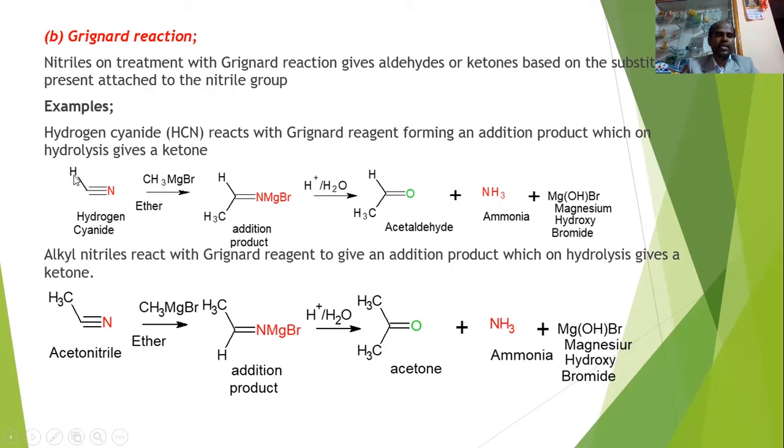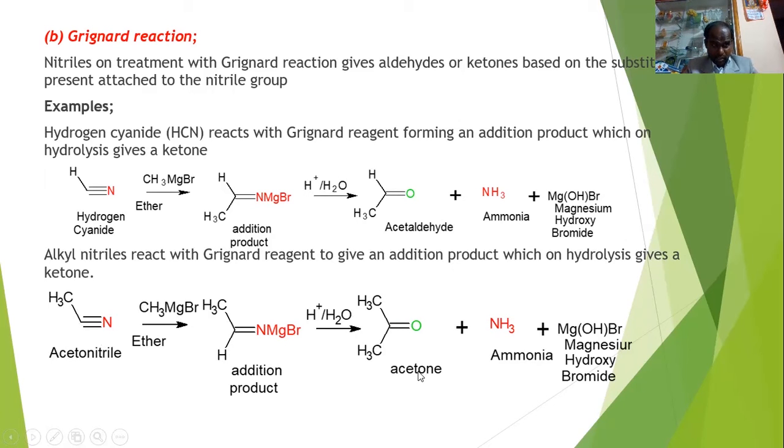Suppose there is something other than hydrogen. When you are taking acetonitrile, in this there is no hydrogen; an alkyl group is there. So when this acetonitrile is treated with methyl magnesium bromide, this methyl anion will attack this carbon, and this takes MgBr. That is the addition product. And this addition product on hydrolysis gives rise to ketone.